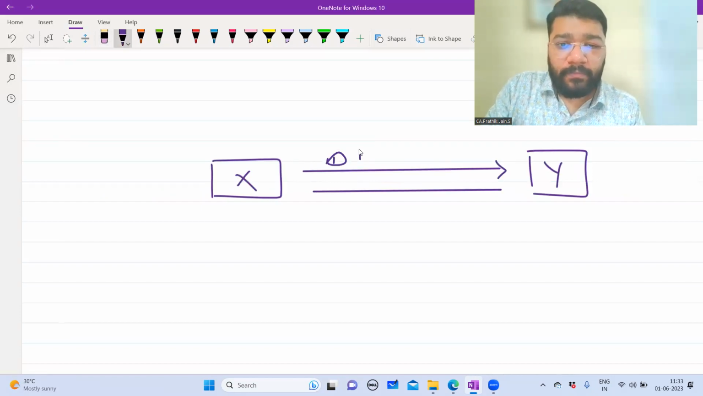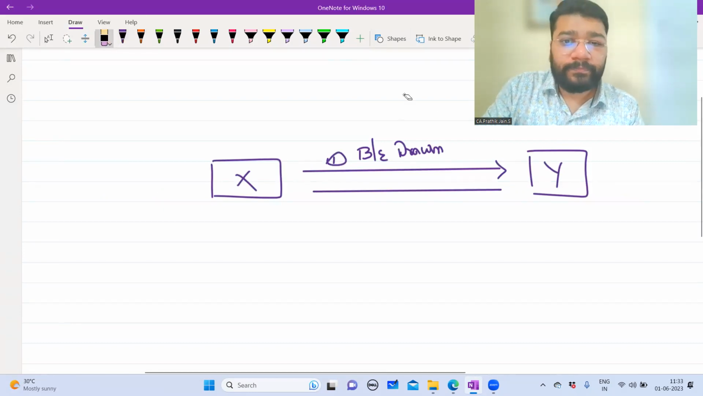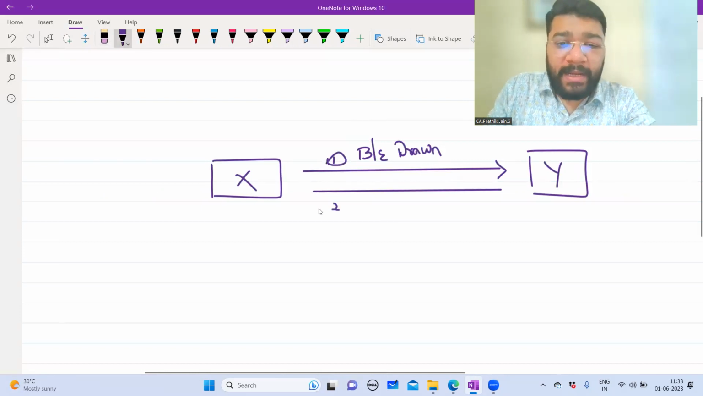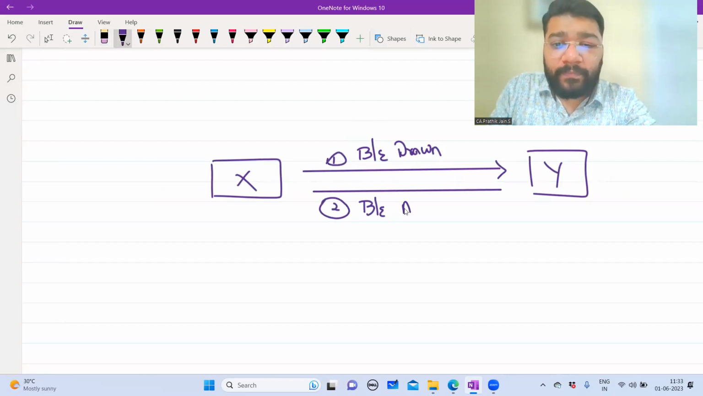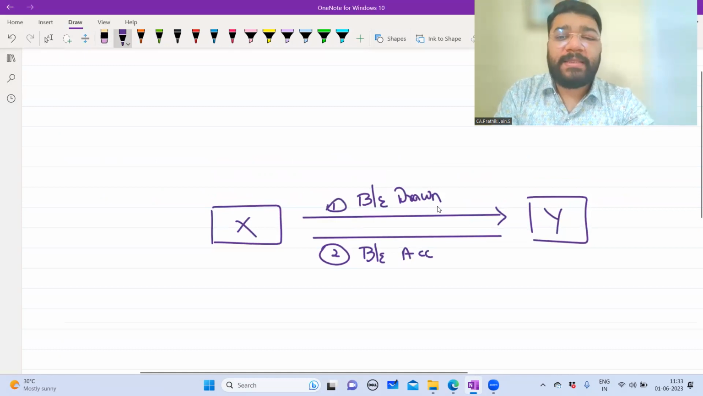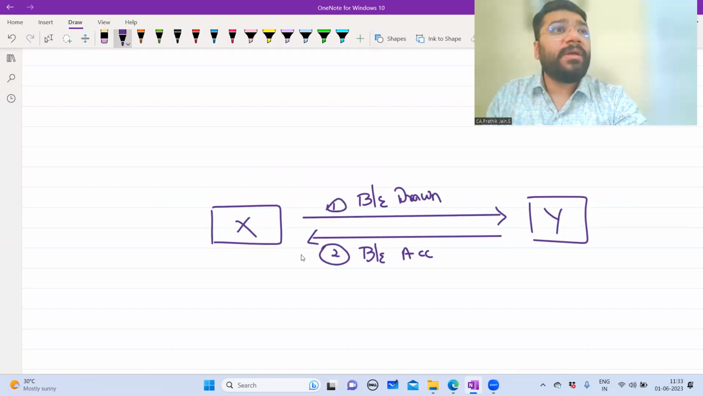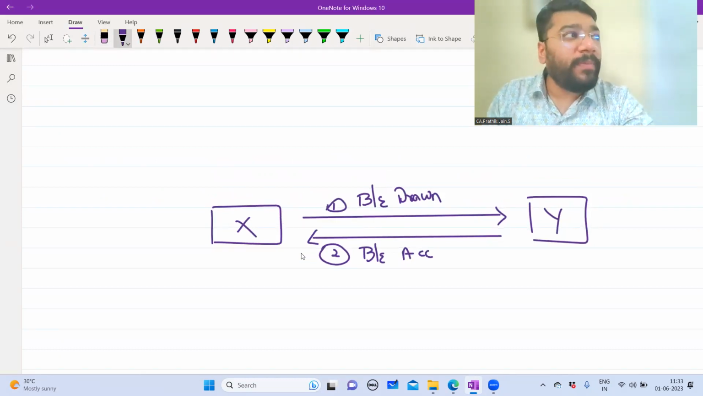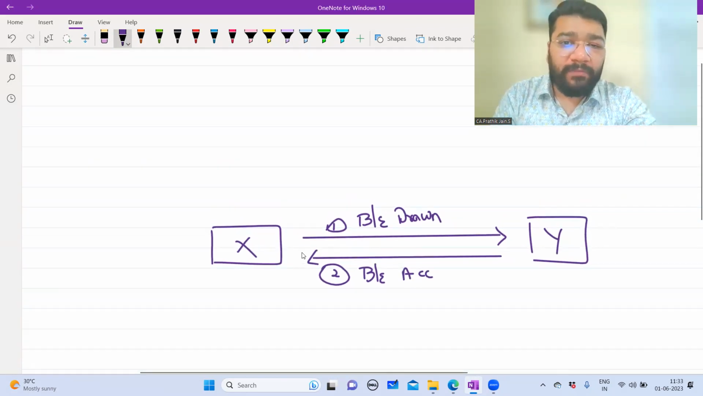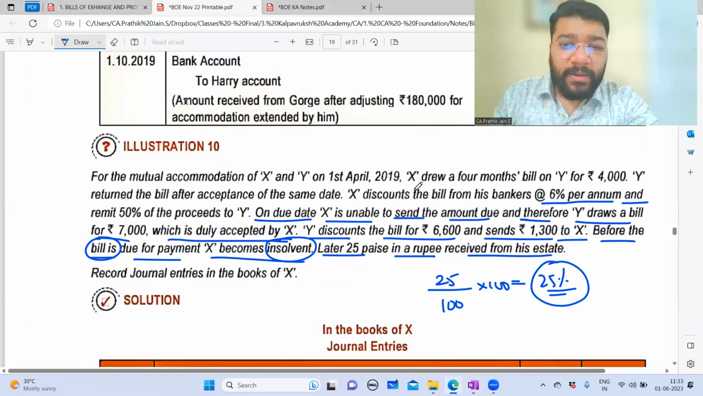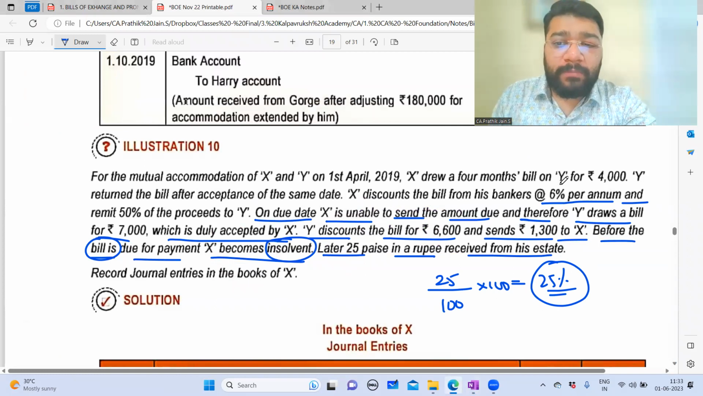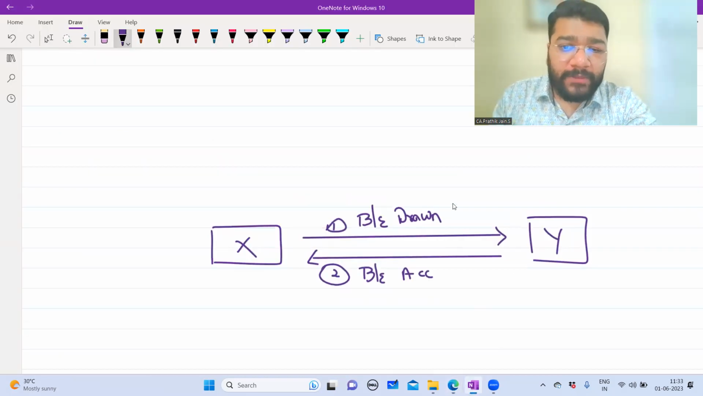First one, bill of exchange drawn. Second, bill of exchange accepted. So Y is accepting and giving this bill of exchange back to X. So as of now, guys, who is the holder of the bill? X is the holder of the bill. Very good. Now what is he doing, guys? X drew a 4-month bill on Y for 4,000 rupees. So the amount involved is 4,000.